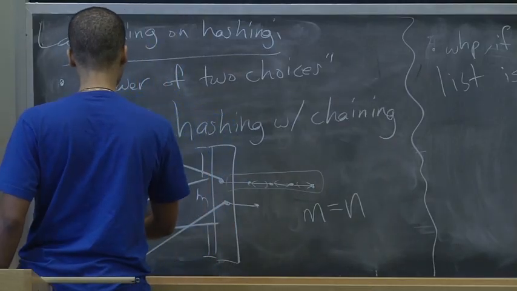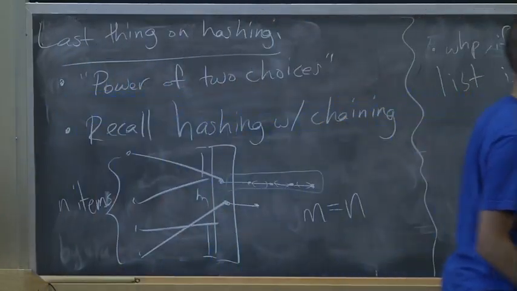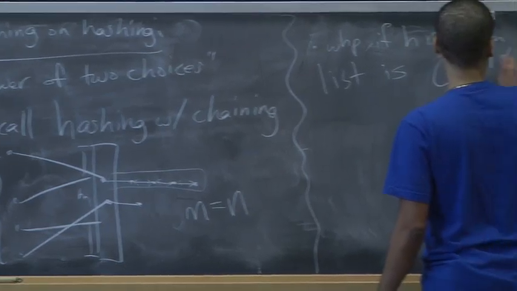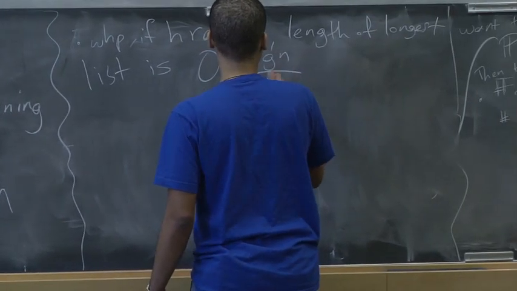But I don't think we said hashing with chaining when I said it. I just said balls and bins. If you have n bins and you have n balls, and each ball gets thrown into a totally random bin, how many balls will the heaviest bin have? Yeah, log n over log log n. That's right. So it's a little better than log n, but not much better.